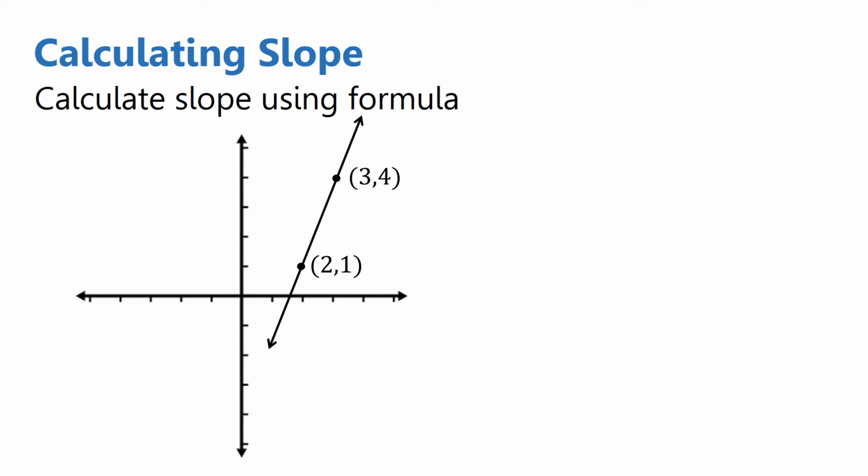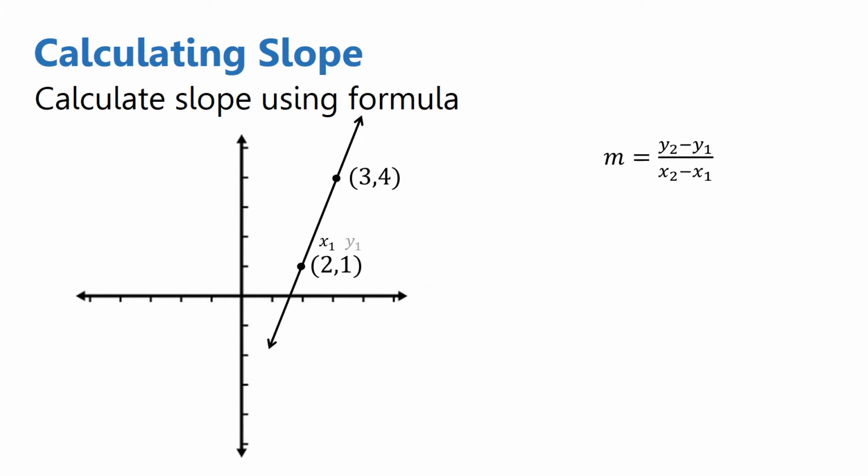Another way to calculate the slope is when you're given the coordinates of 2 points on the line. We're going to use something called the slope formula. The slope formula is m equals y2 minus y1 divided by x2 minus x1. This will be given on your formula sheet. When choosing your x1, y1, x2, y2, we want to use the coordinates as we come to them going from left to right.